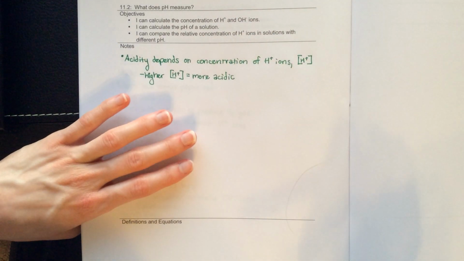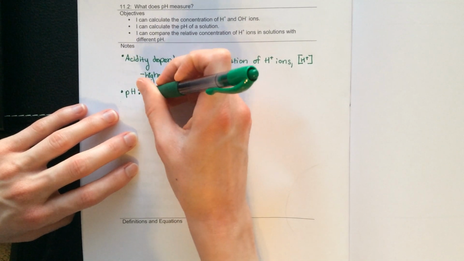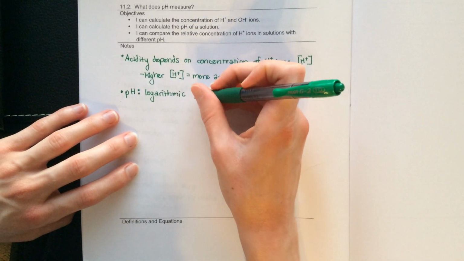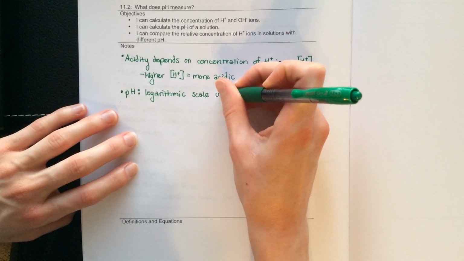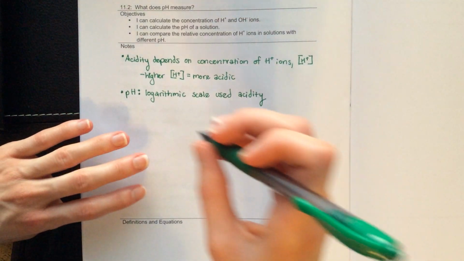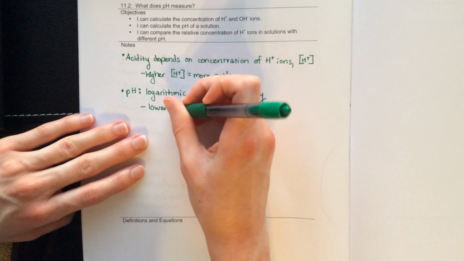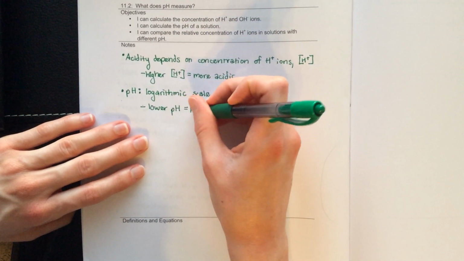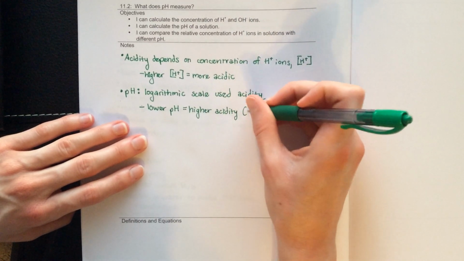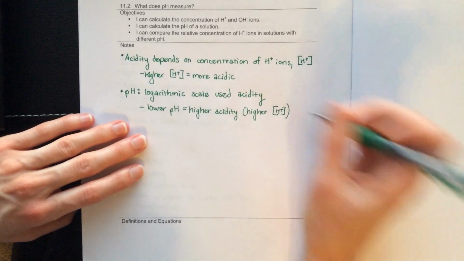Okay, now we came up with a scale to measure acidity, and as you're probably guessing, it is called the pH scale. So the pH scale is a logarithmic, we'll talk about what that means in a second, logarithmic scale used to measure acidity. Okay, now on the pH scale, it's a little bit backwards. Lower pHs are higher acidity, and that means higher concentration of H+. So you just have to remember low on the pH scale is high acidity.